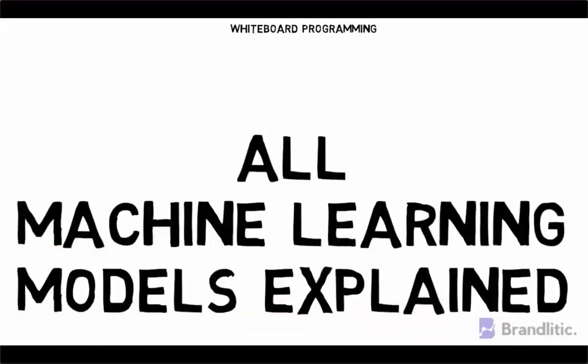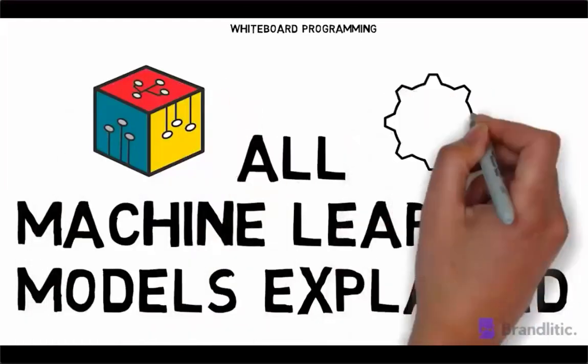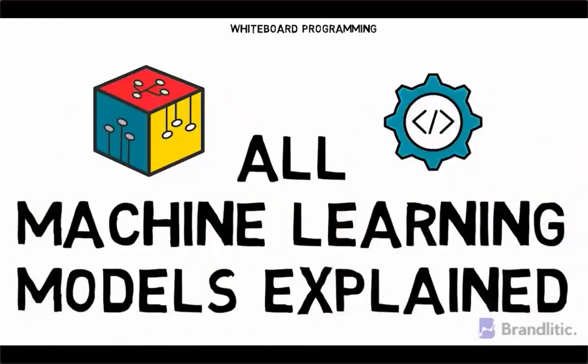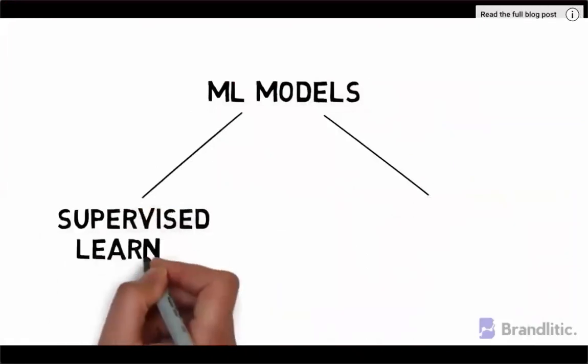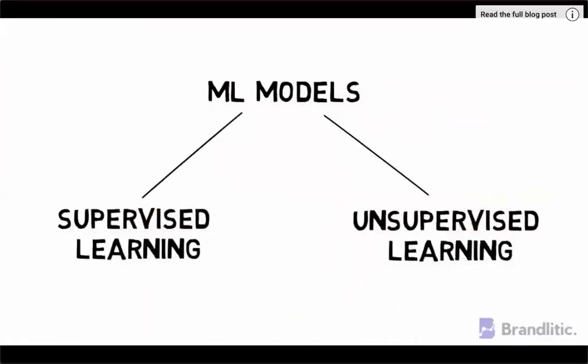Today, I'll be giving you a simplified explanation of all machine learning models. So let's get started. Broadly speaking, all machine learning models can be categorized as supervised or unsupervised. We'll uncover each one of them and what other types they have.